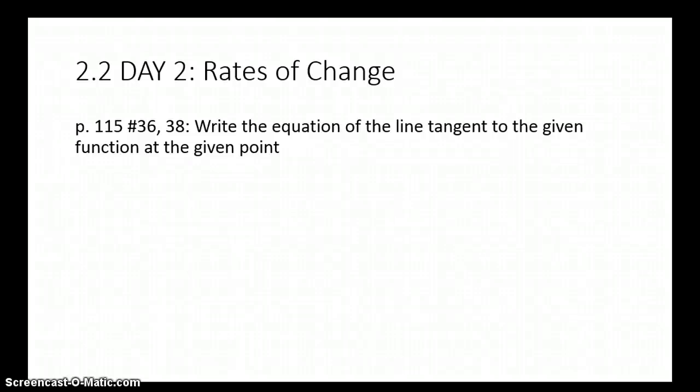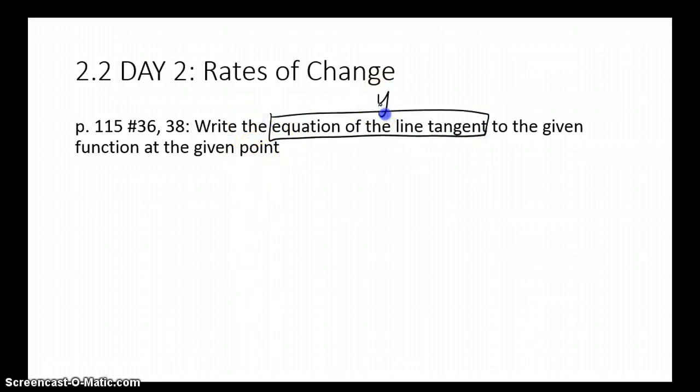Alright, hi all. We're going to start with a few problems that'll help you with the homework assignment I'm going to give at the end of the video. So these are all from your textbook, page 115, numbers 36 and 38. The directions: write the equation of the line tangent to the given function at the given point. Equation of the line, so we're going to use our point slope form.